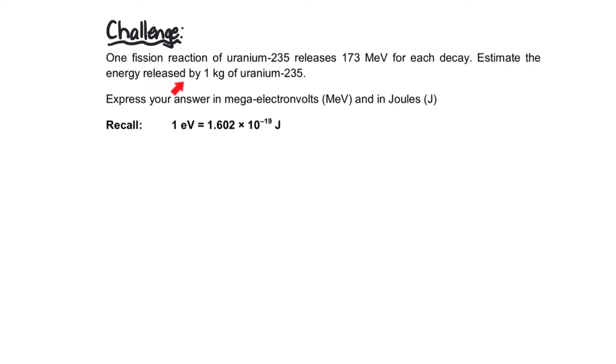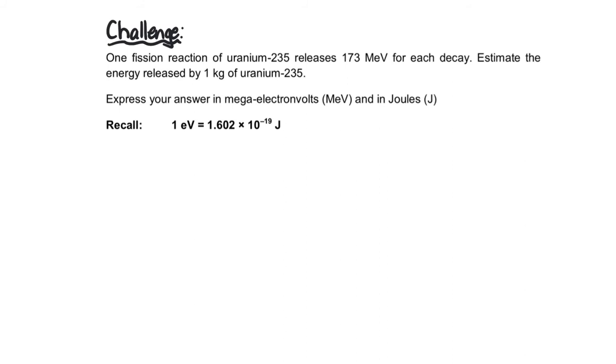Estimate the energy released by 1 kilogram of uranium-235. Express your answer in mega electron volts and in joules. Remember, 1 electron volt is 1.602 times 10 to the negative 19 joules. Now, I don't want you just to move on to the solution. I would like you to pause here, maybe even stop the video and work on this.